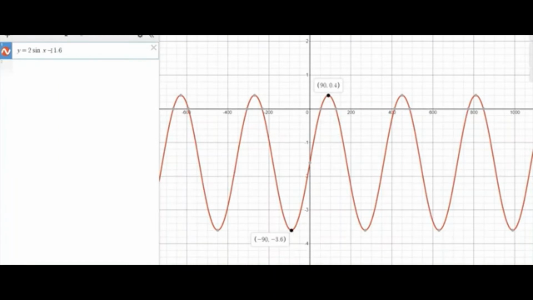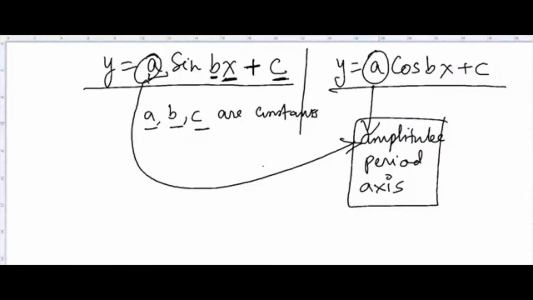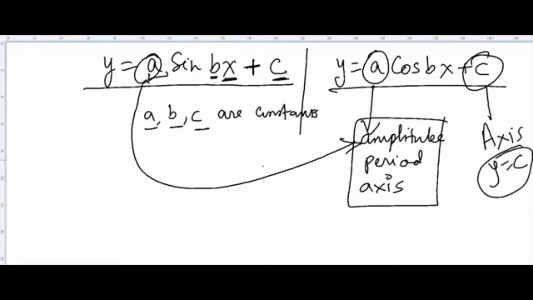Yeah. So what is the conclusion from this? That whatever number we add or subtract after sine is the axis. So this C is the axis. Y equal to C is the equation of axis. So whenever you see such an equation, just take C as the equation of axis. Whatever you see in front, A is the amplitude.